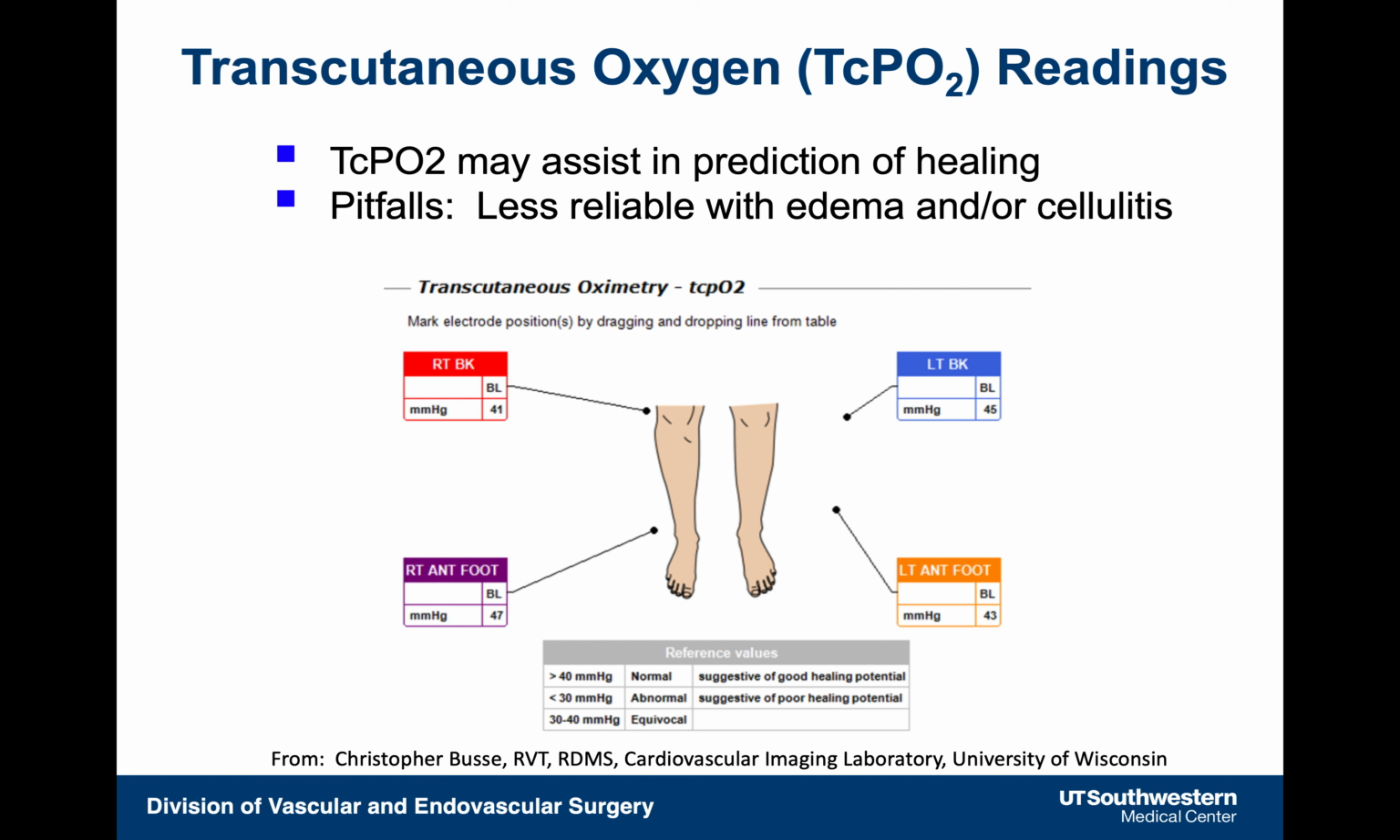Now, transcutaneous oxygen readings are used in many laboratories to try to predict healing. There are some significant pitfalls that are worth mentioning, and you have to understand them before these can be interpreted. They're generally less reliable with significant edema or cellulitis, and with our patients with cardiovascular disease, these can certainly become problems. As you can see in the table at the bottom, a TcPO2 greater than 40 millimeters of mercury is suggestive of good healing potential, whereas a TcPO2 less than 30 is suggestive of poor healing potential, and the gray zone is between 30 and 40 millimeters of mercury.